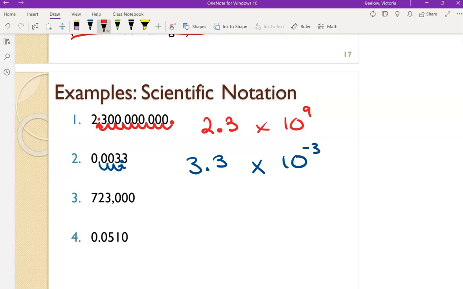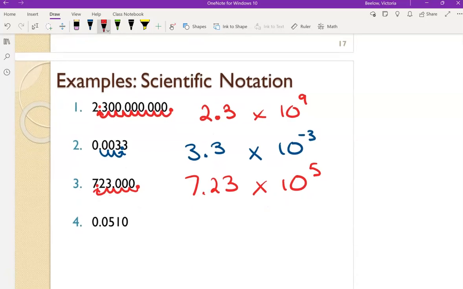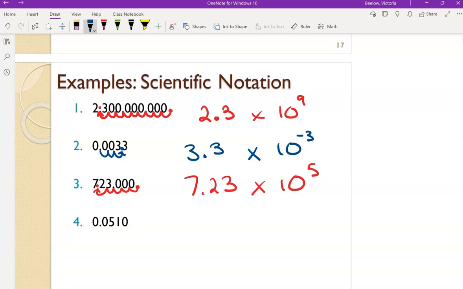All right, now let's go ahead and check your work for those 2 problems. So for number 3 here, again, here's my decimal. Again, I'm going to move until I have one number to the left of the decimal. So 1, 2, 3, 4, 5. So I have 7.23. Again, this part's the same, times 10. And I move the decimal 5 times. So it's going to be to the 5th. And it's positive because this is a big number.